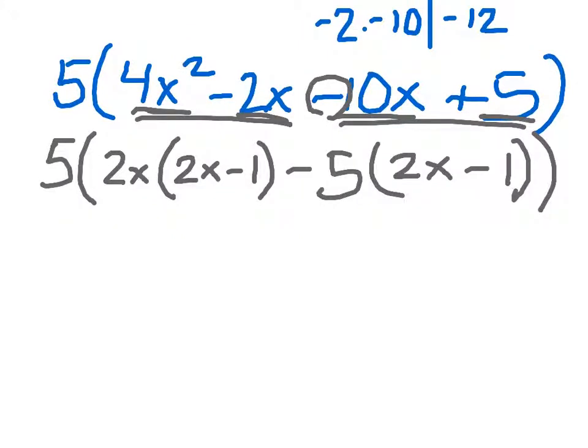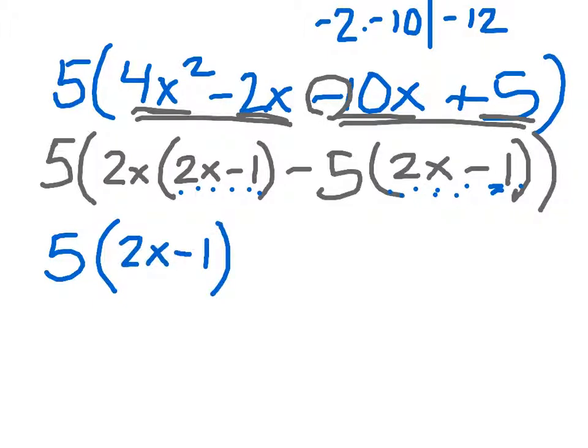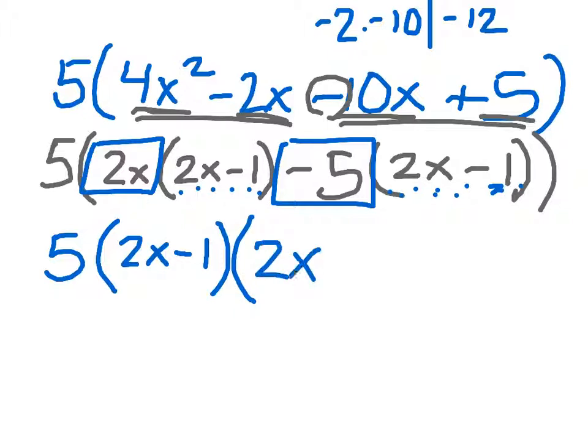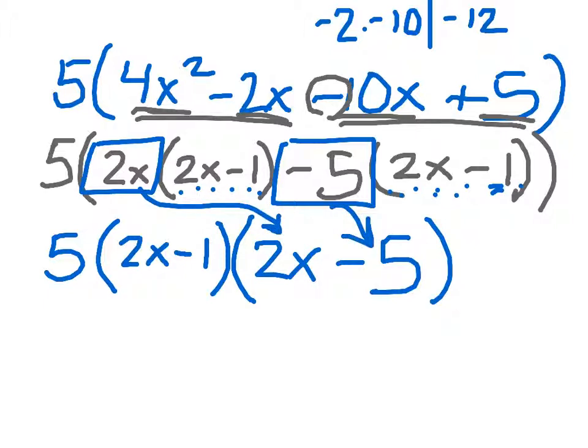Noteworthy is that we have 2x minus 1 in both of those factorizations. So that becomes the common term. Got the 5 out front. Pull the common factor out, 2x minus 1. And the leftovers, kind of the framework that we pulled everything out of, was 2x, and then over there minus 5. Those come in and create my last factor. So that's done.